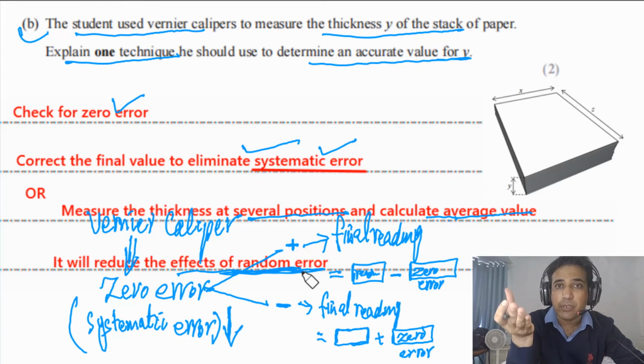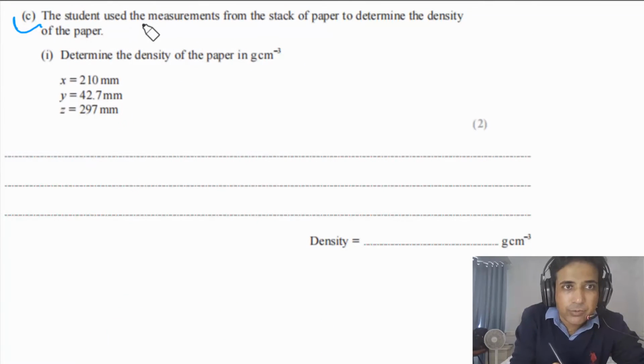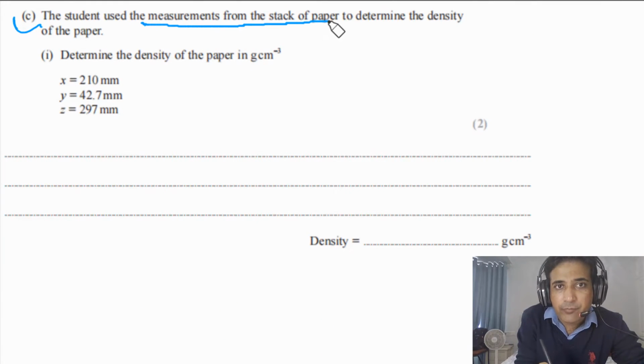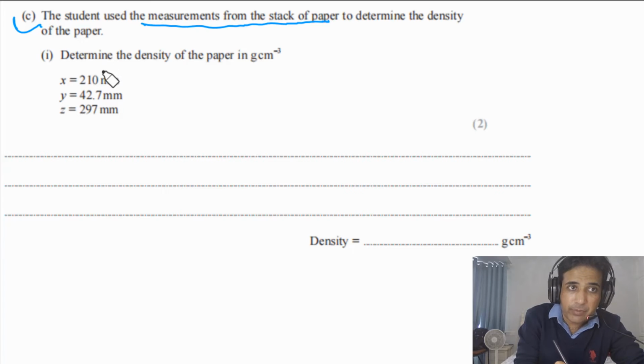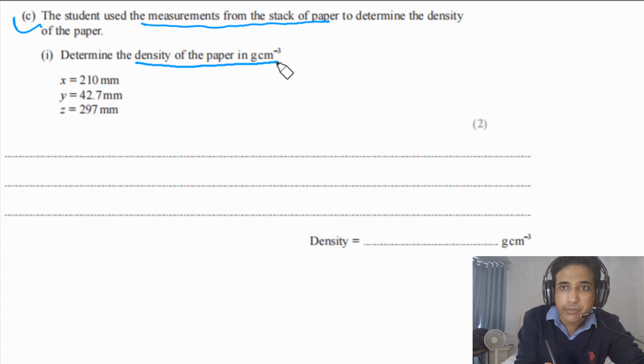So the same point you can mention in that question as well. And if they ask you to use micrometer, for example, you can also talk about the same points. Part C says the student used the measurements from the stack of paper to determine the density of the paper. For part C1, determine the density of the paper in grams per cubic centimeters.